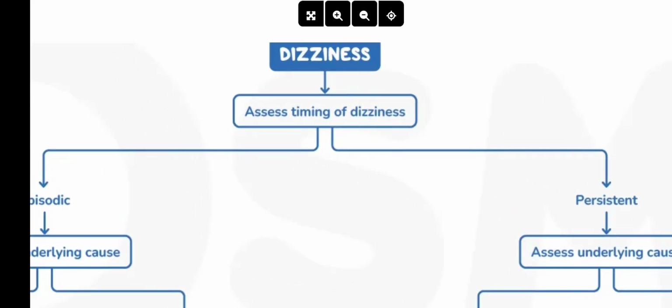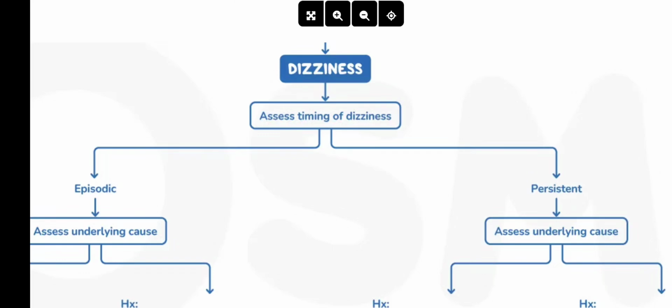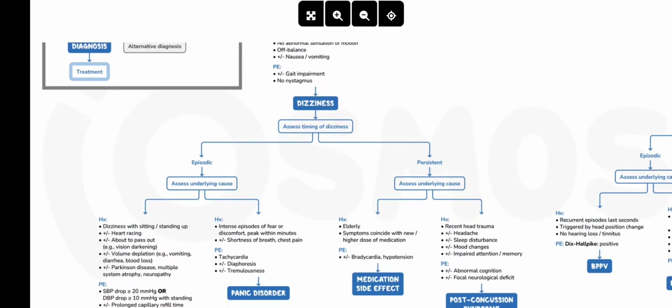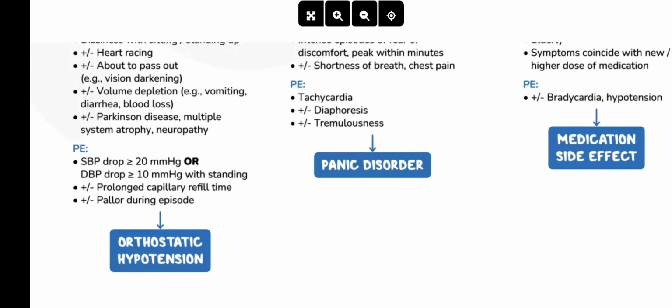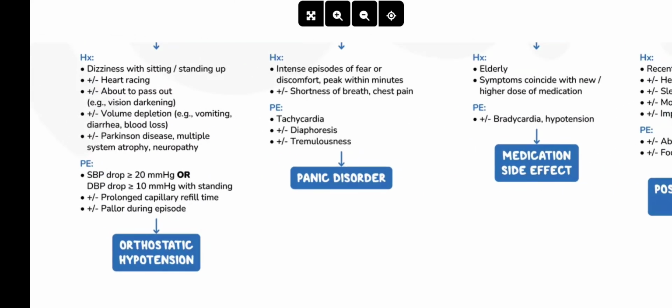So first of all, we'll ask the question to differentiate whether it's episodic or persistent dizziness. If it's an episodic one, then we have only two diagnoses, that is orthostatic hypotension and panic disorder.